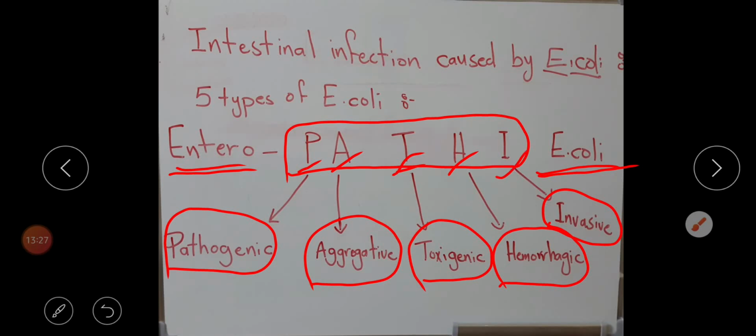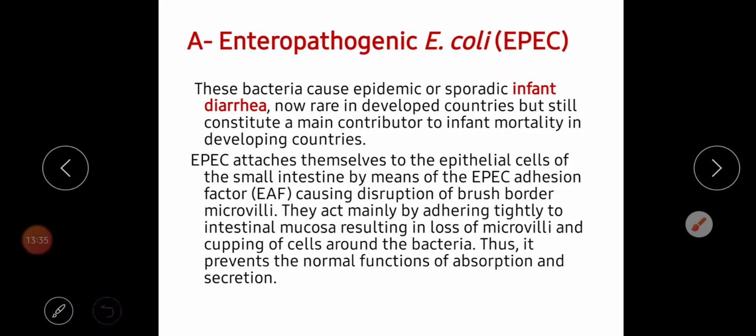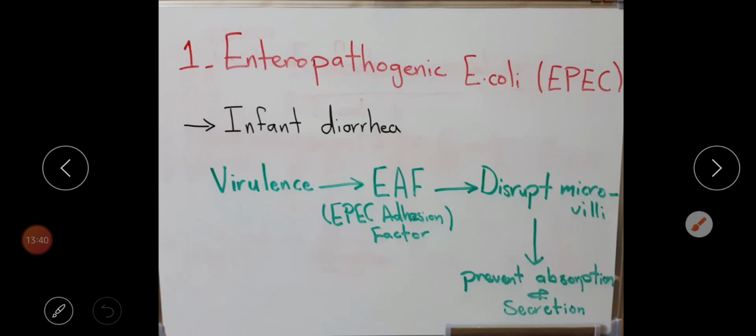And now we will discuss the specific characters of each one of these 5 strains of E. coli that cause intestinal infections. First of all is enteropathogenic E. coli. Enteropathogenic E. coli mainly cause infant diarrhea, and now it is rare in developed countries, but still constitutes a main contributor to infant mortality in developing countries.